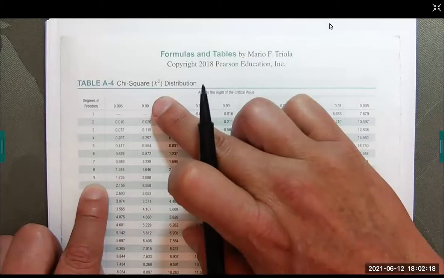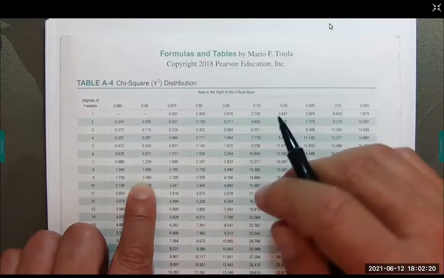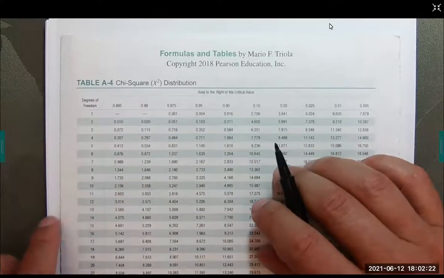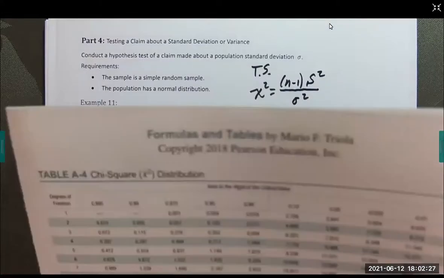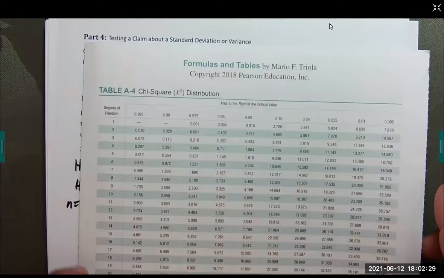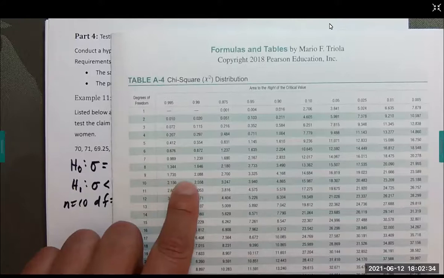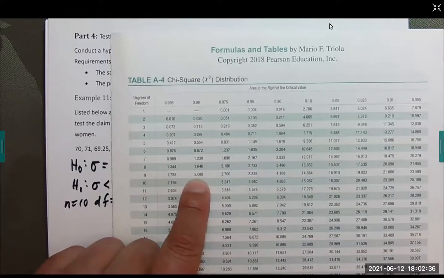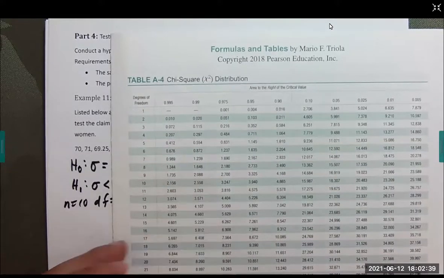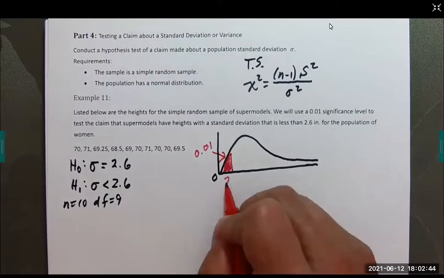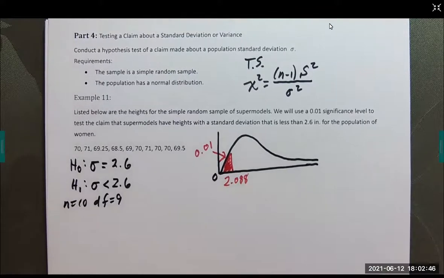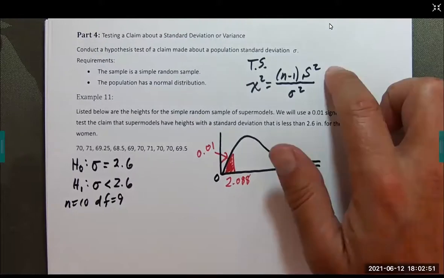So that gives us 2.088. Sorry, my eyesight isn't so great. All right, that is our threshold. And we are now going to get our test statistic, but we're going to have to grind it out.